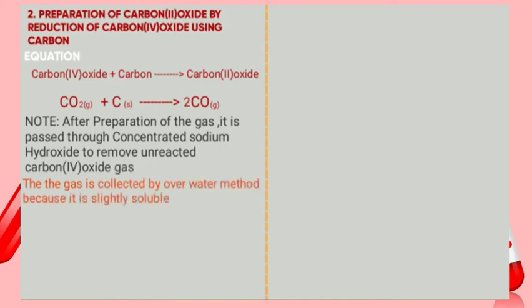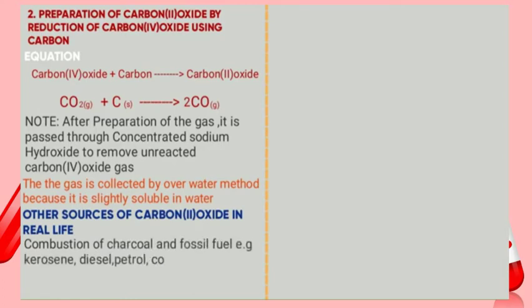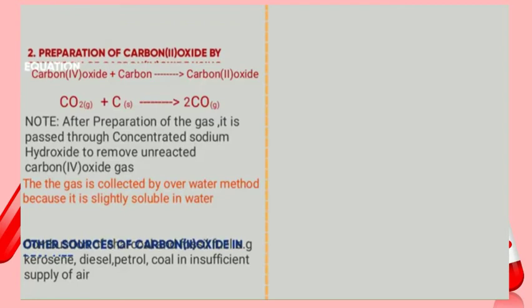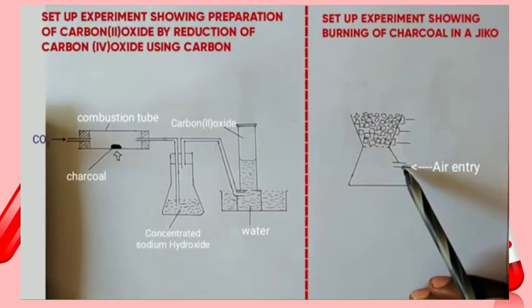Now, other sources of carbon II oxide can be combustion of charcoal and fossil fuels, e.g. kerosene, diesel, petrol, coal in insufficient supply of air. The diagram below shows preparation of carbon II oxide by reduction of carbon IV oxide using carbon. The air enters through this section here. Air enters through this part here.